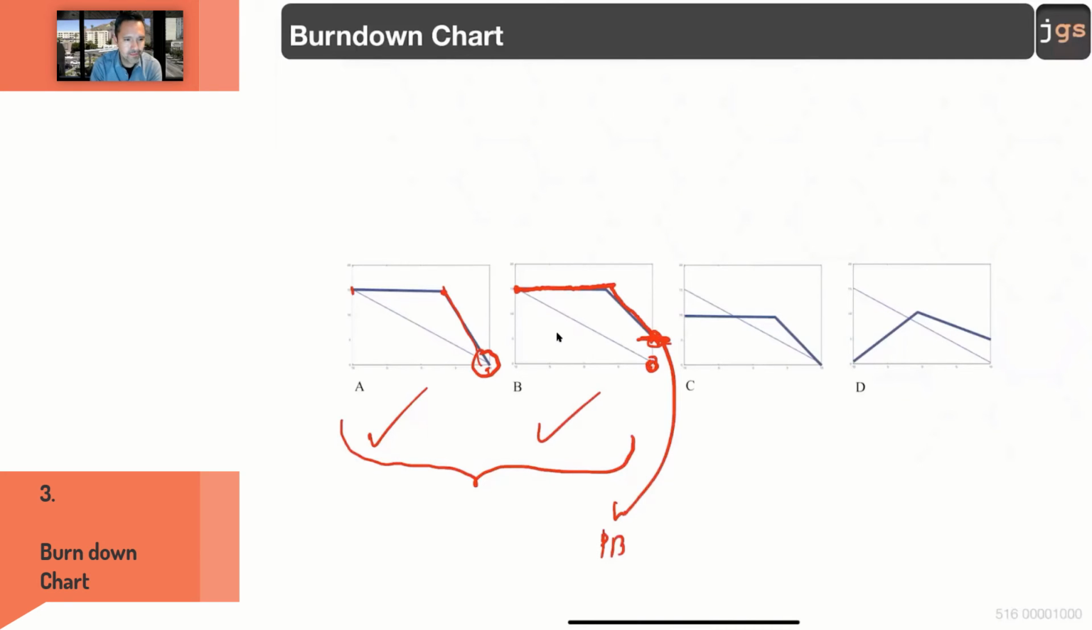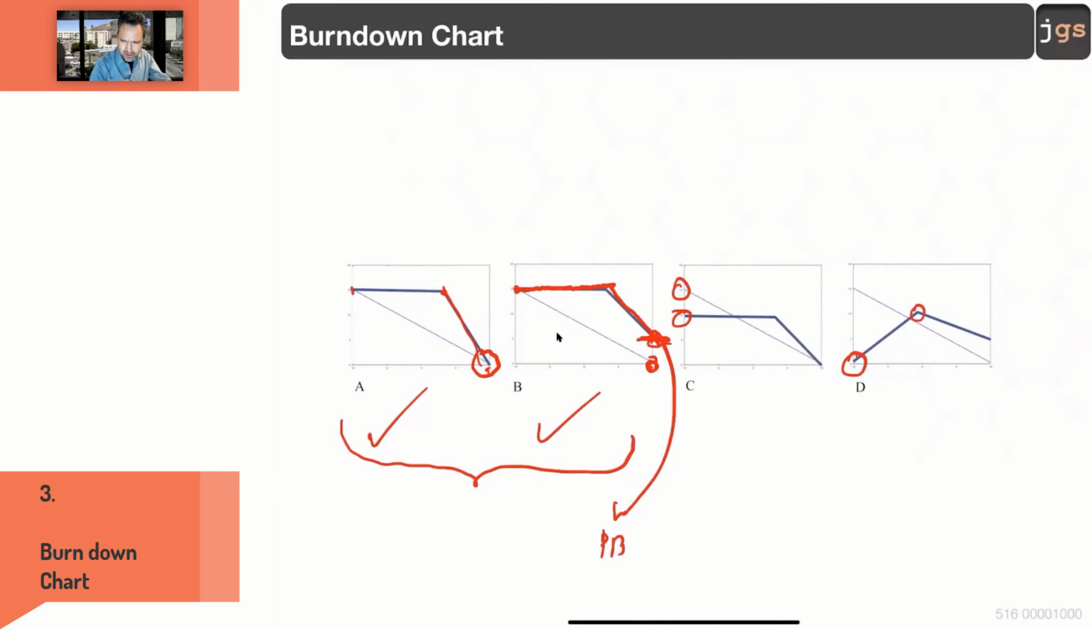C started too low, right? So you couldn't have started below the ideal line. And then D for the same reason, but also you've added a bunch of tasks in the middle of the sprint. Exactly. Thank you. Guys, perfect explanation.